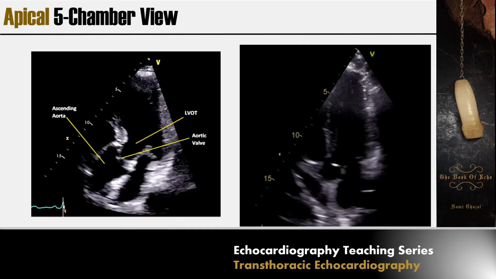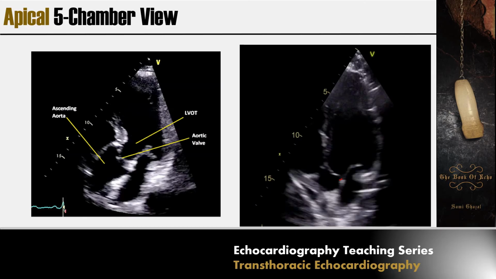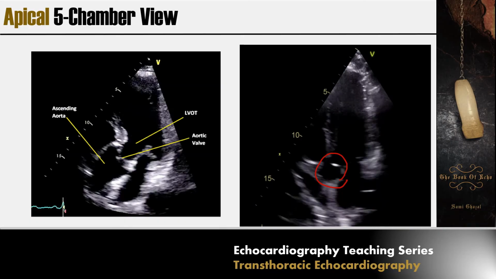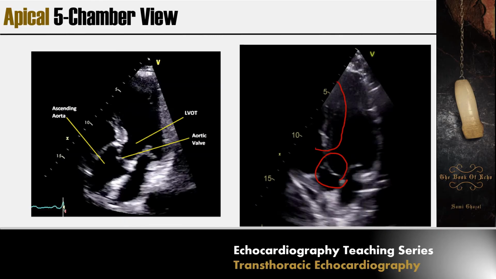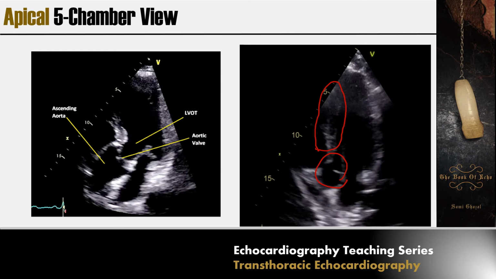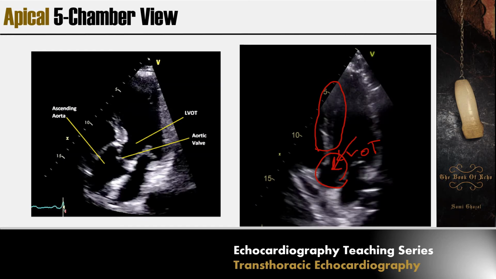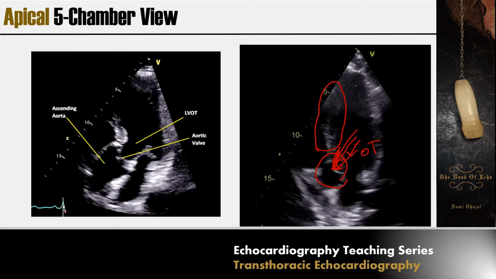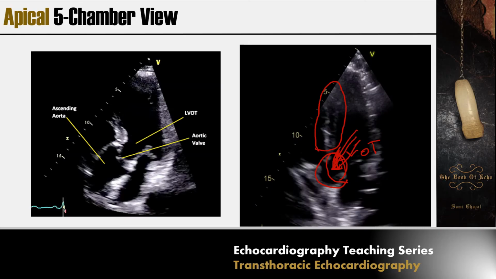And why is it called a 5-chamber? Because now you have a new chamber that came into the view, which is the aortic valve. So this is the aortic valve. And when we see the aortic valve, now this will be the anteroseptum. And this is the LVOT, which is the left ventricular outflow tract here. And anything beyond the aortic valve will be the ascending aorta.